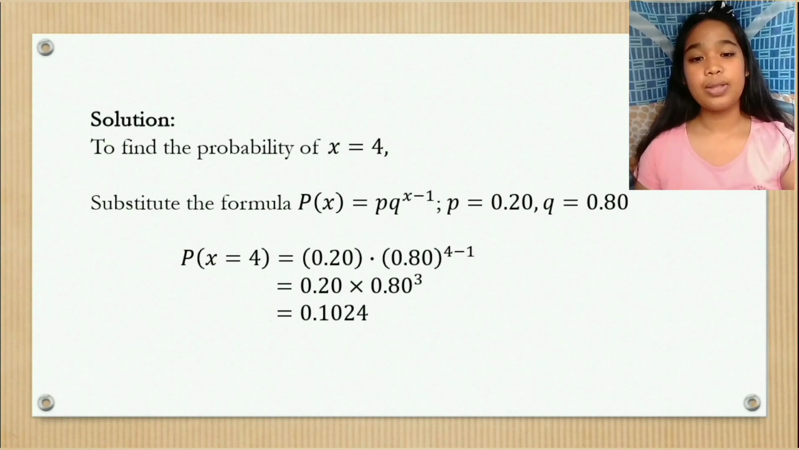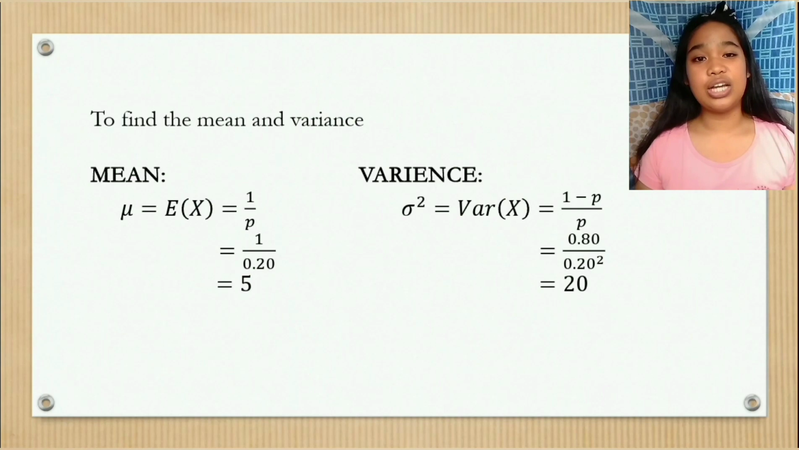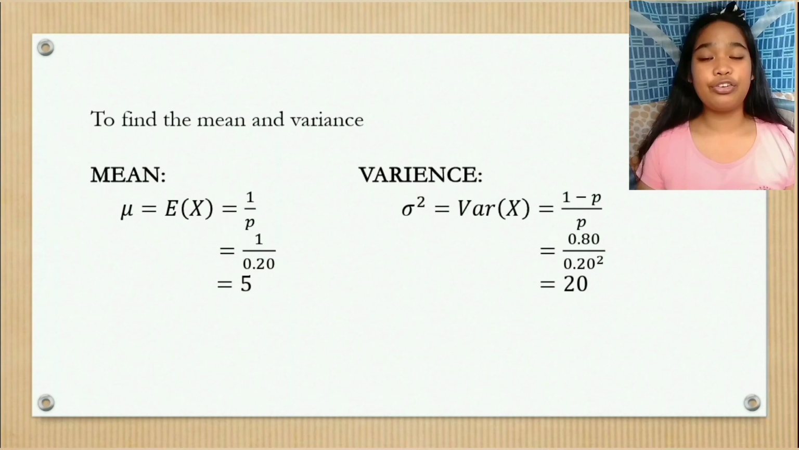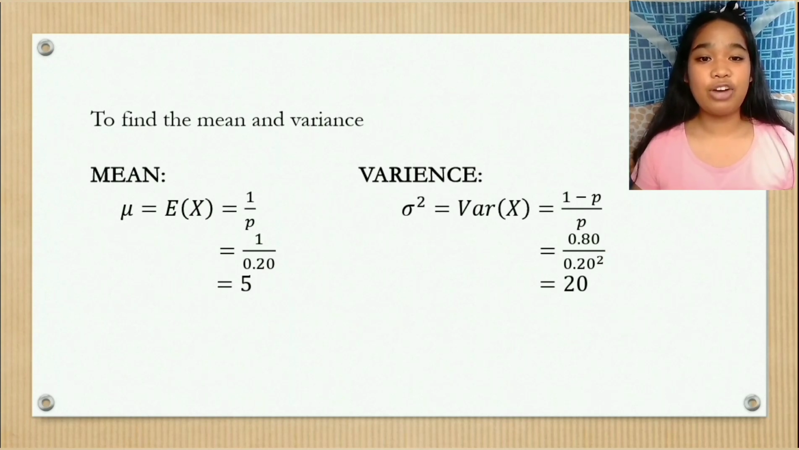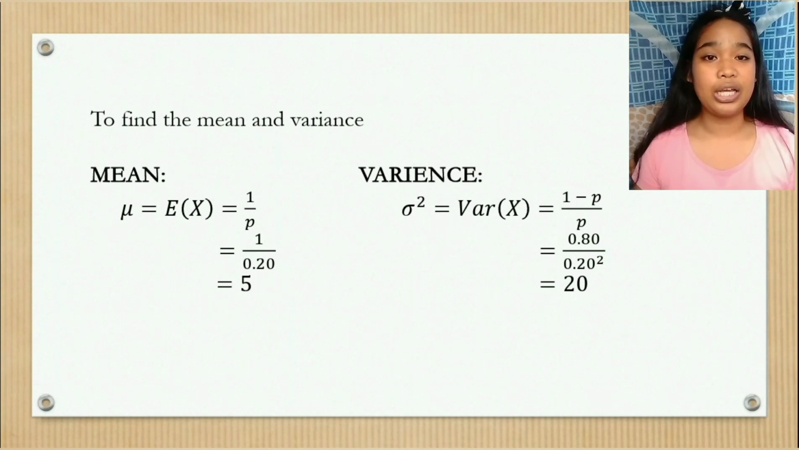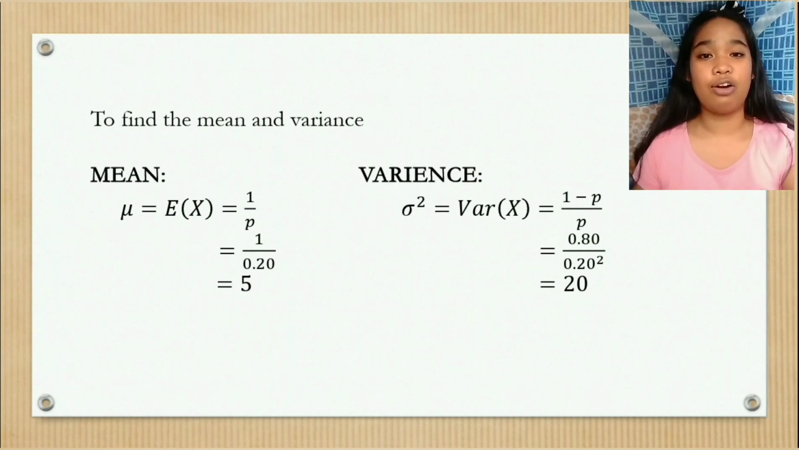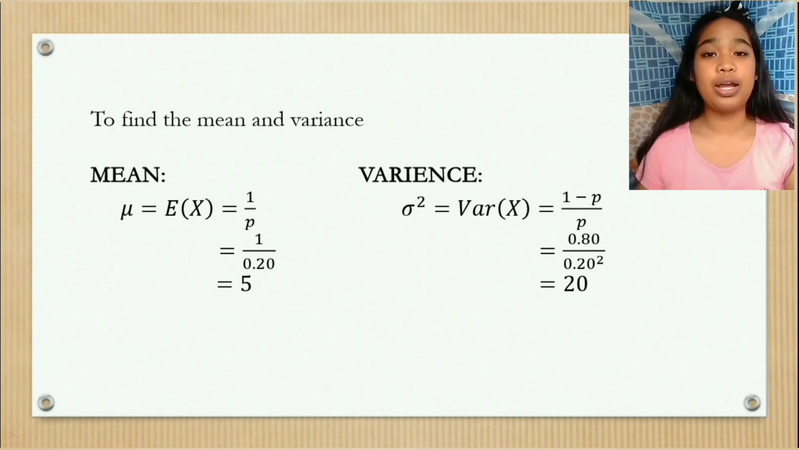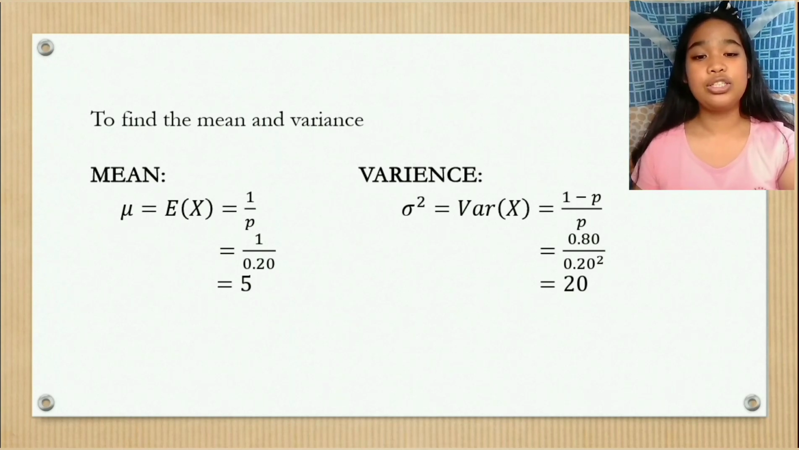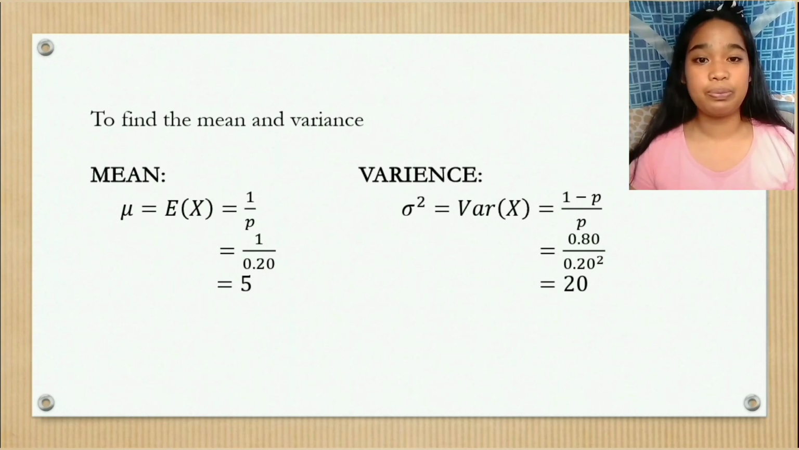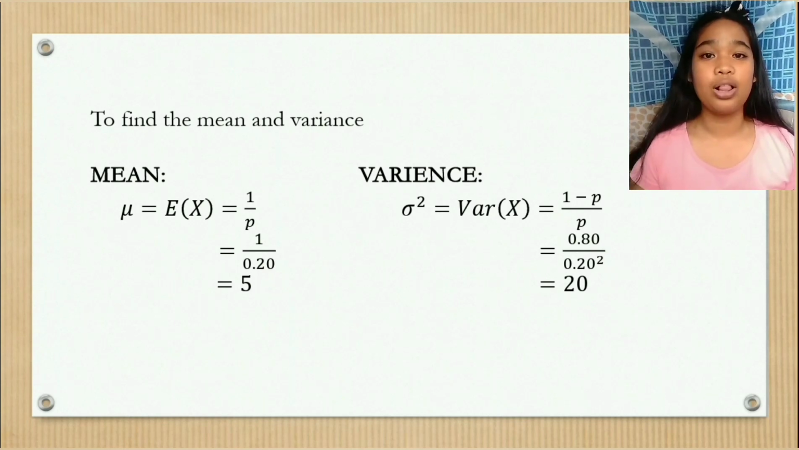To find the mean and variance of example number 1, here is the formula of the mean. The mean, mu, equals the expected value of x, which equals 1 over p, where p is the probability of success. Here 0.20 is the probability of success in our first example. Then 1 divided by 0.20 equals 5.